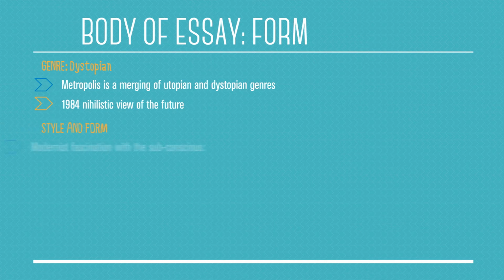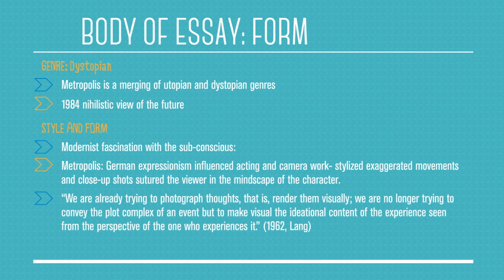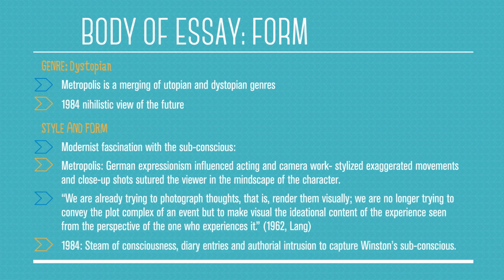Both have got this modernist fascination with the subconscious. So Metropolis, you've got German Expressionism, and that has influenced the camera work. For example, German Expressionism means that the actors, because it's a silent film, have got exaggerated movements, their face, their body movements, reflecting their mindscape. And of course in 1984, although it's in the third person, very much a limited narration, it emulates the notion of the stream of consciousness, because you feel as if you're inside his head, even though you know it's Orwell speaking.